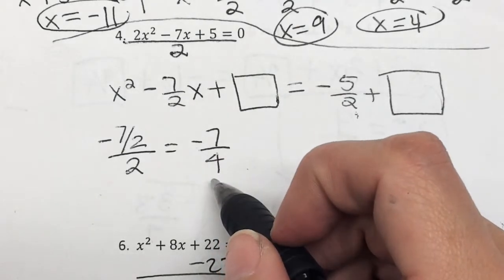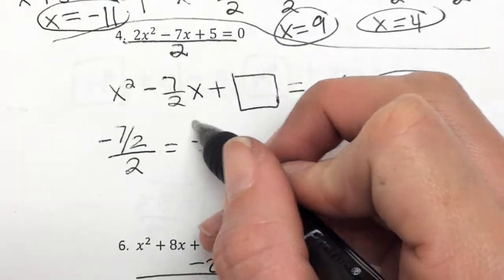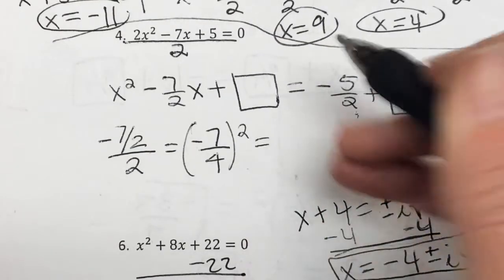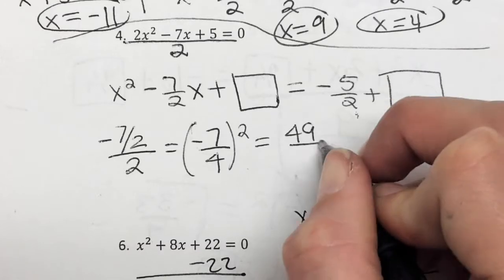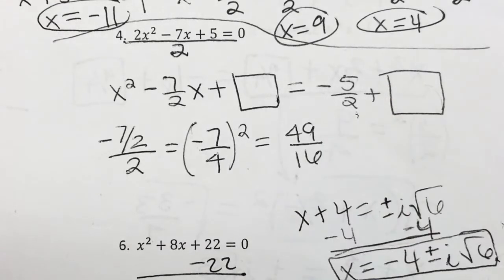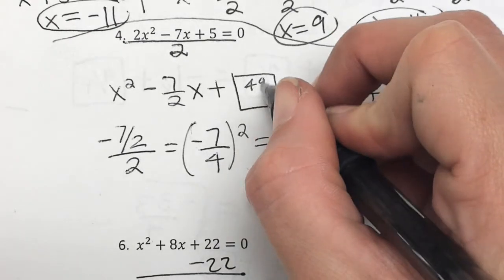We have to do what with this? Square it. What's the top going to be? Bottom? Very good. What goes in the box? 49 over 16. Very good.